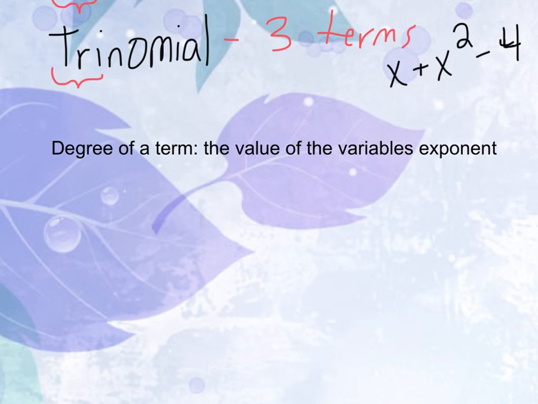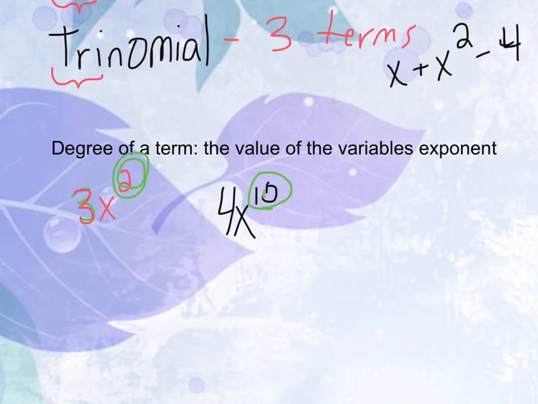And basically, the degree of a term is the value of the variable's exponent. So let's take a quick look at a couple examples. If we had 3x squared, the variable's exponent in this case is 2, so it would have a degree of 2. If we looked at the term, let's say 4x to the power of 10, well, in this case, our degree is 10, because that's the value of the variable's exponent.